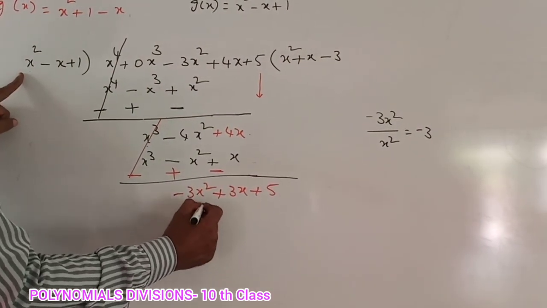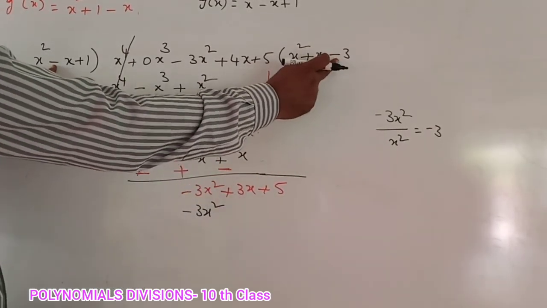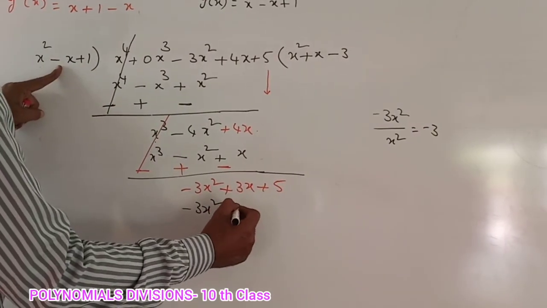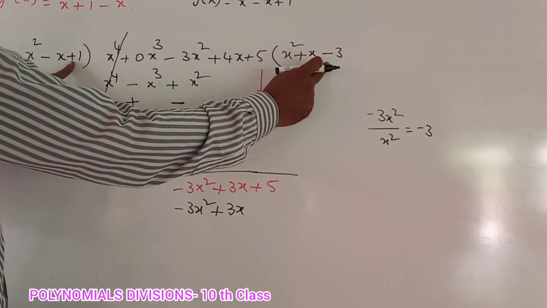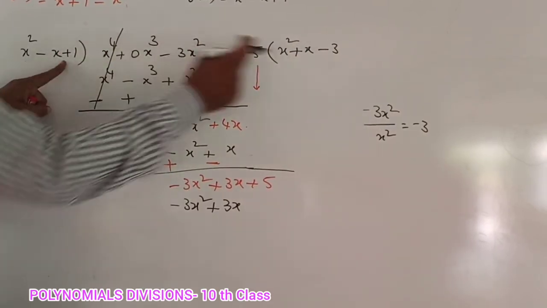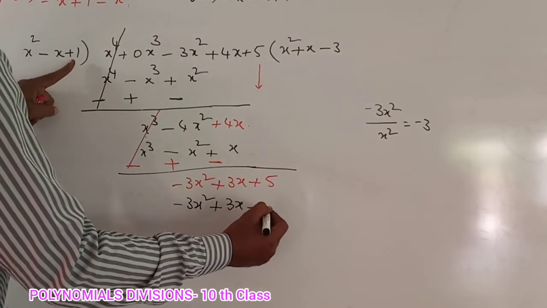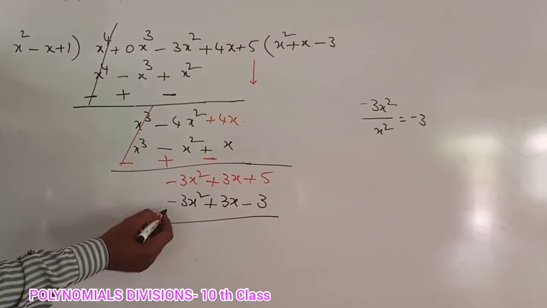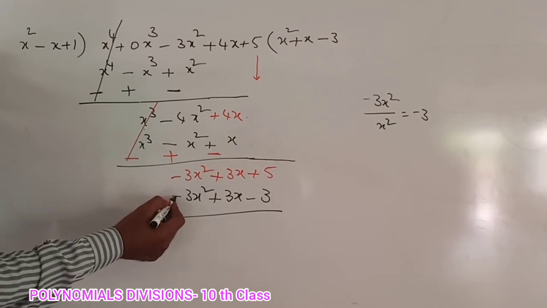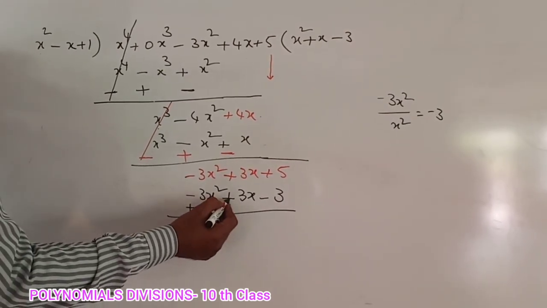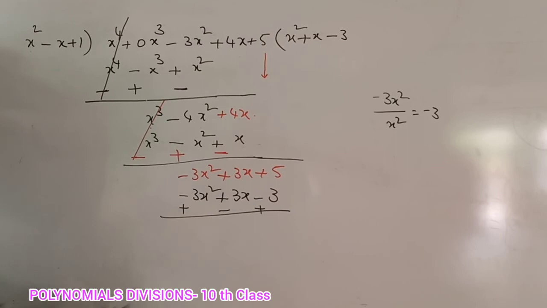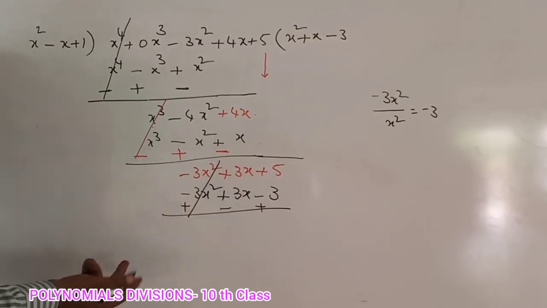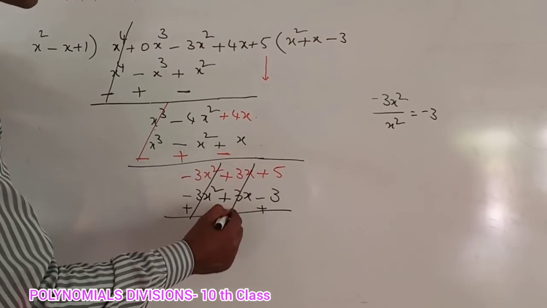Minus 3x square. Minus into minus is plus, 3 into x, 3x. Minus into here minus, here plus. Minus into plus is minus, 3 ones 3. So subtraction means the second polynomial's symbols are changed here. Negative means positive, positive value negative, value positive. So minus 3x square plus 3x square cancel. Plus 3x minus 3x cancel.